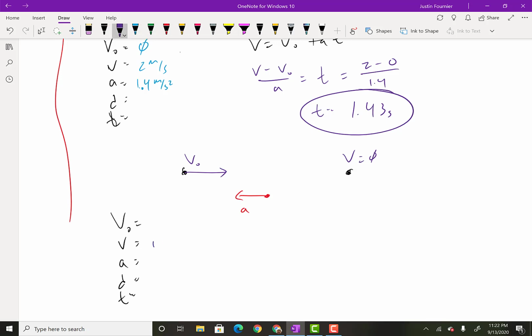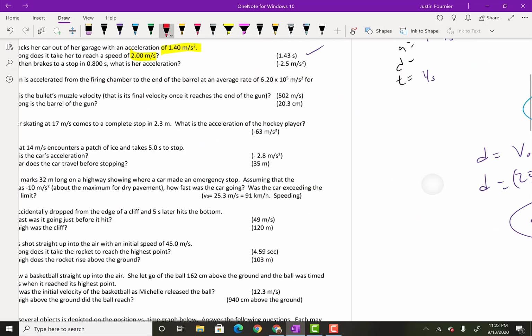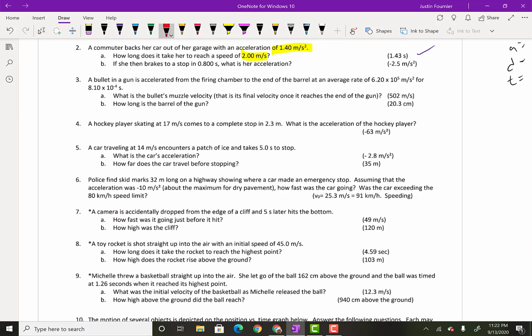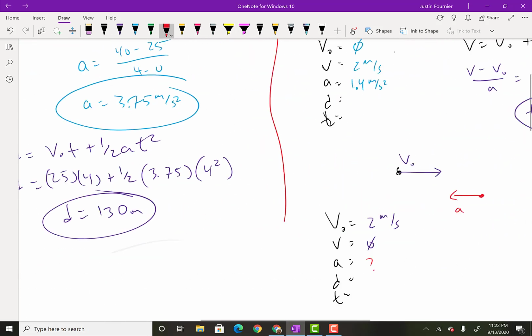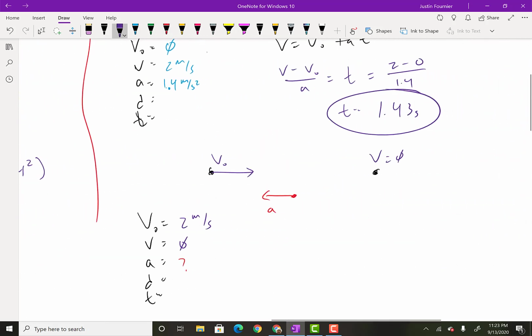So let's see, final velocity 0, initial velocity this time is 2 meters per second, because she's moving now at 2 meters per second, she's coming to a stop. We're trying to find out what the acceleration is going to be, and what else? We know one more bit of information. What is it? Oh, she does it for 0.8 seconds. So we're trying to find out her acceleration. I think again I'm going to use v equals v naught plus at.